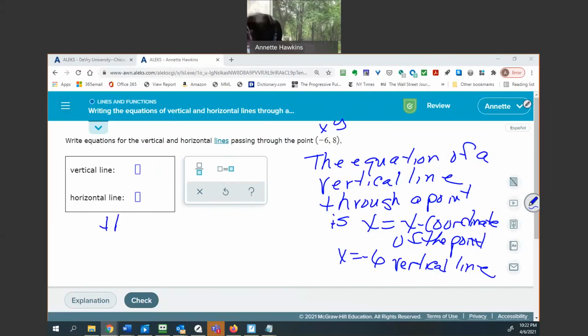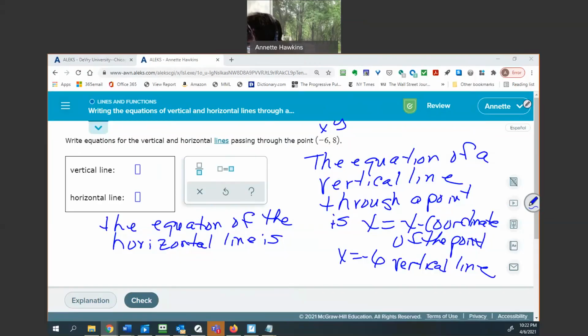The equation of the horizontal line is y equals the y coordinate of the point. So this is y. So this is y equals 8.